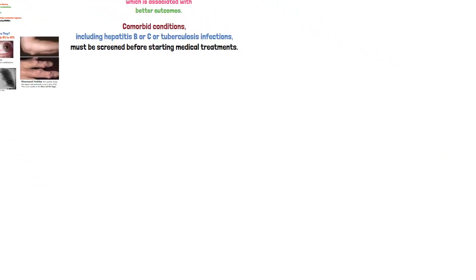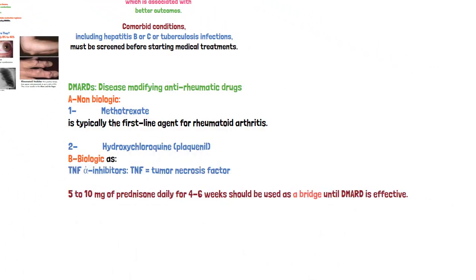For the disease-modifying anti-rheumatic drugs, DMARDs, we start within 3 months of diagnosis with these drugs. There are 2 types of DMARDs, non-biologic and biologic. Non-biologic in the form of methotrexate, hydroxychloroquine. Methotrexate is a typical first-line agent for rheumatoid arthritis, and then hydroxychloroquine. Biologic as tumor necrosis factor.